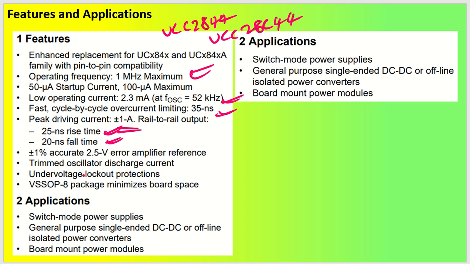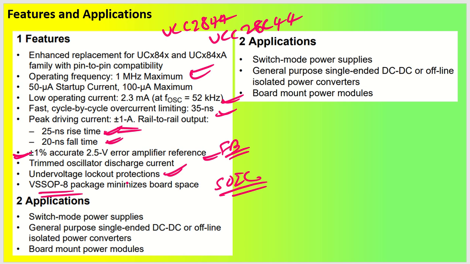And the best part that we see here is the plus minus 1% 2.5 volt error reference. That is nothing but your feedback pin, which you will be comparing your output against so that you can regulate a proper output voltage. We have trimmed oscillator discharge current, and we have under voltage lockout protection, so the device will start only when it reaches a particular voltage level, otherwise it won't start. And we have VSSOP package also, as well as SOIC package. We are going to discuss the SOIC package, but VSSOP package is a bit smaller compared to that one.